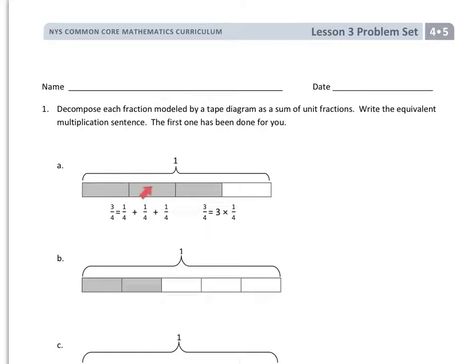If I look at this one, it has one whole fraction bar broken up into fourths. 3 of them are shaded, so we're looking at 3/4. Each unit fraction is 1/4, another 1/4, and another 1/4. Add those together, you've got 3/4, which is equal to 3 times 1/4.